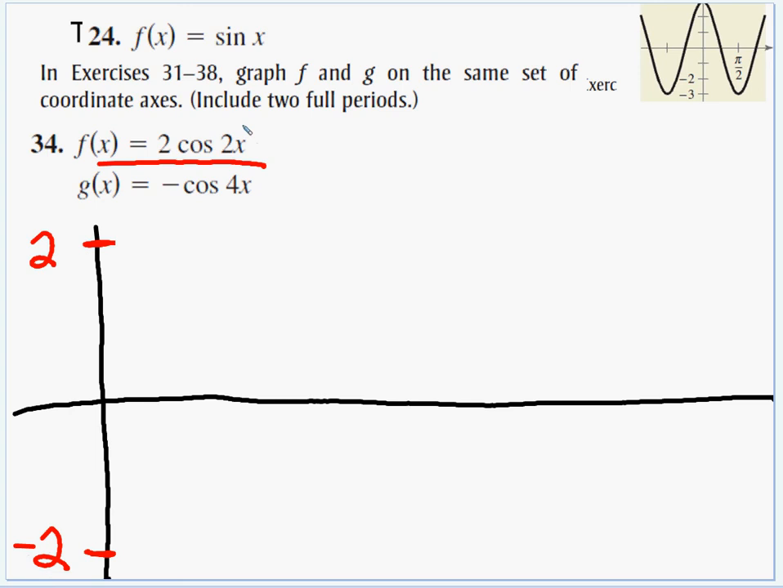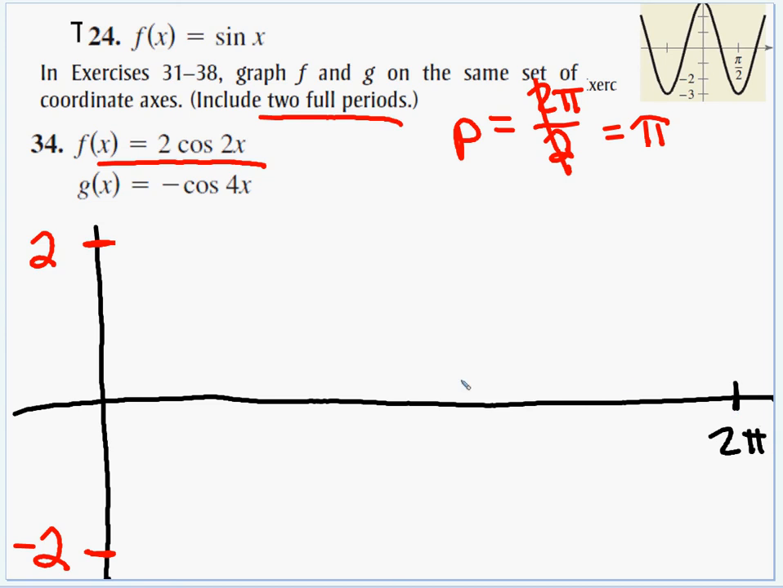And now this one, the period is 2 pi divided by the number in front of x, and that's a 2. So the period of one cycle is just 1 pi, but they do want 2 full periods. So we are going to go out here to 2 pi, and we'll cross that at 1 pi in the middle. And there's half and 3 halves. I guess I can label those.